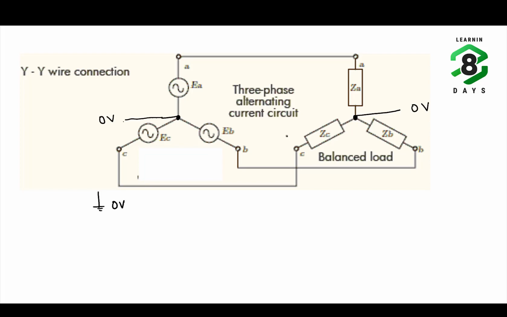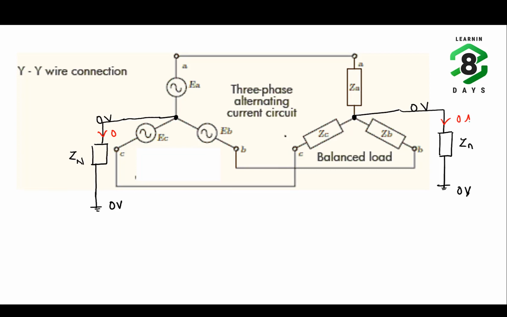Potential of the ground is also 0 volt. So if you connect any impedance between the source neutral point and ground, or the load neutral point and ground, or any neutral point and ground in a balanced three-phase power system, there won't be any current flowing through that, because both the neutral point and ground are at the same voltage, that is 0 volt. So between two equipotential points there will not be any current flow.